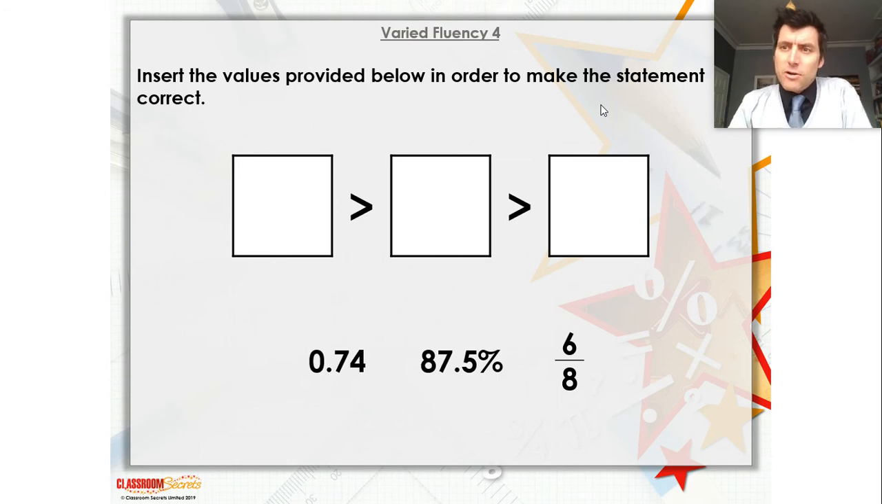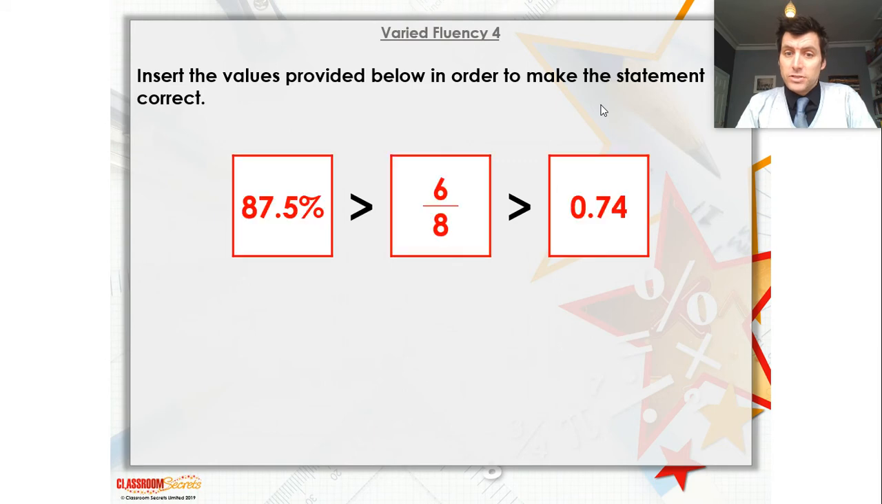Now, if 0.75 is going to be greater than 0.74, and we know that 75% is going to be smaller than 87.5%, so we can see that 87.5% is the greatest value. 6/8 or 3/4 or 0.75 or 75% is the second value, and then 0.74 or 74% is the smallest value.